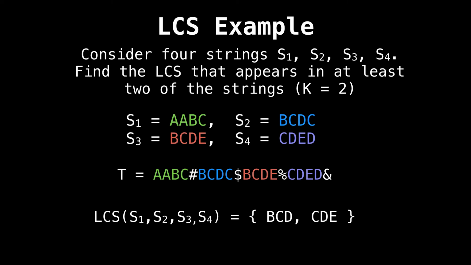For this example, we're going to have four strings, S1, S2, S3, and S4. I have also selected the value of k to be equal to 2, meaning that we want a minimum of two strings of our pool of four to share the longest common substring between them. I have also provided you with a concatenated text we'll be working with, as well as the solution at the bottom of the screen in case you want to pause the video and figure it out for yourself.